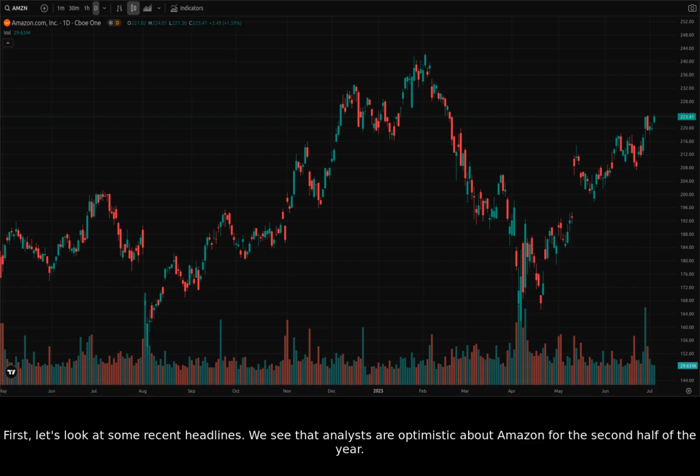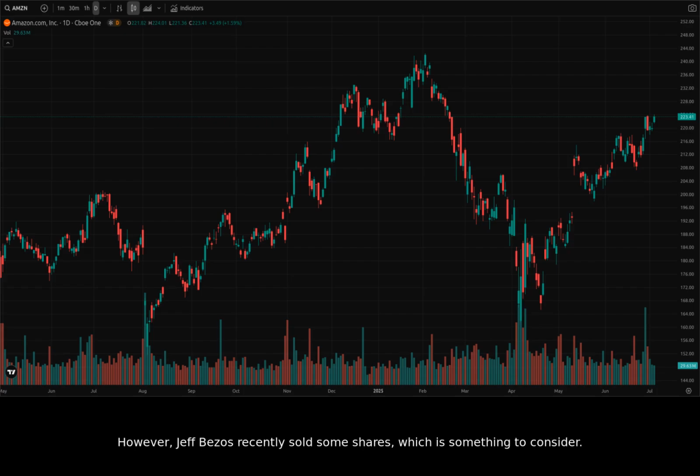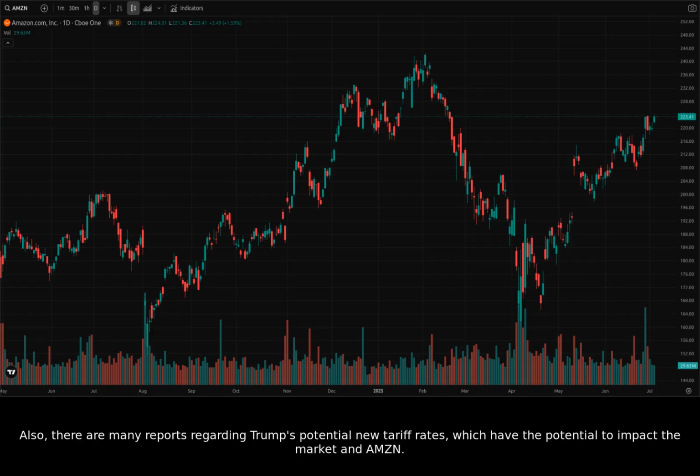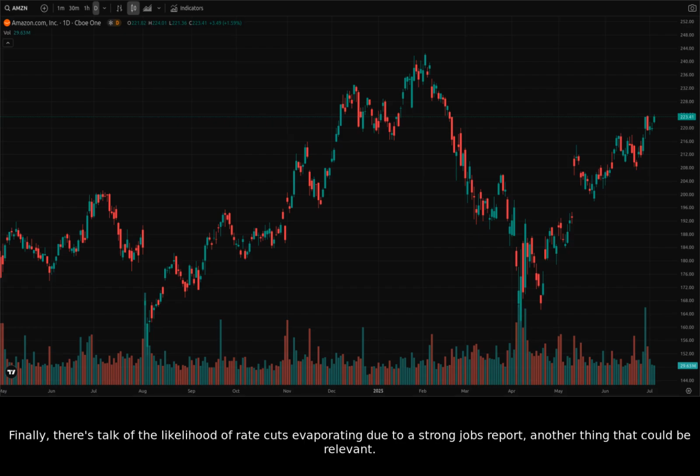First, let's look at some recent headlines. We see that analysts are optimistic about Amazon for the second half of the year. However, Jeff Bezos recently sold some shares, which is something to consider. Also, there are many reports regarding Trump's potential new tariff rates, which have the potential to impact the market and Amazon. Finally, there's talk of the likelihood of rate cuts evaporating due to a strong jobs report, another thing that could be relevant. Now, let's switch over to the daily chart.